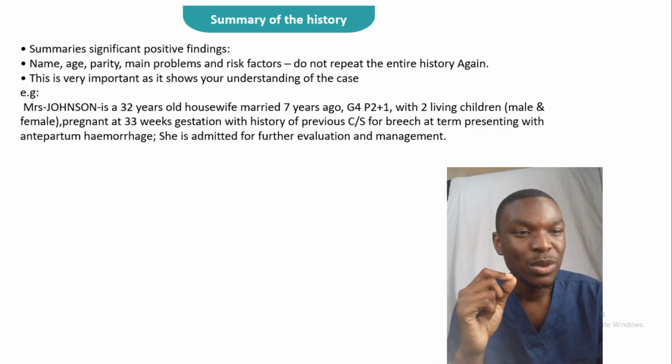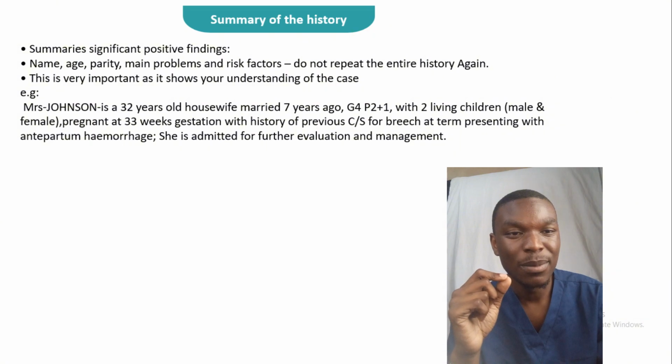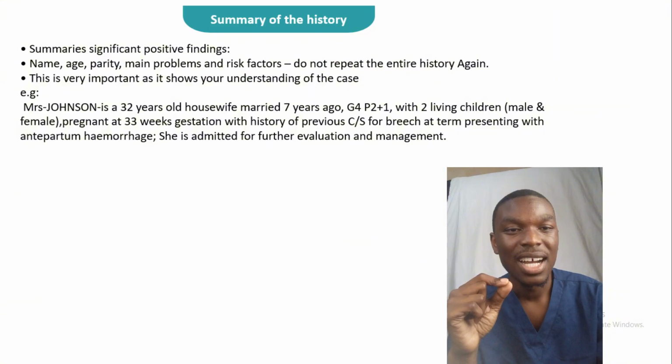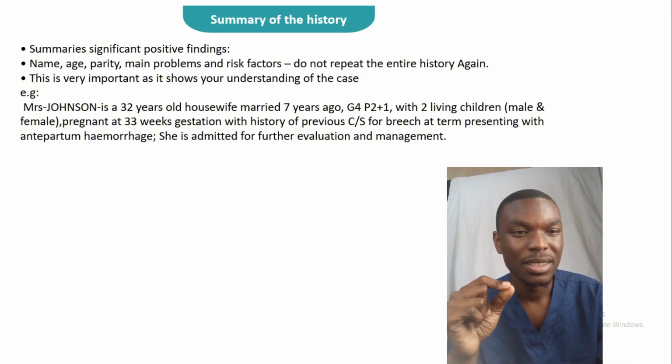With 2 living children, male and female, pregnant at 36 weeks of gestation with a history of a C-section for breech, presenting with an antepartum hemorrhage. She is admitted for further evaluation.